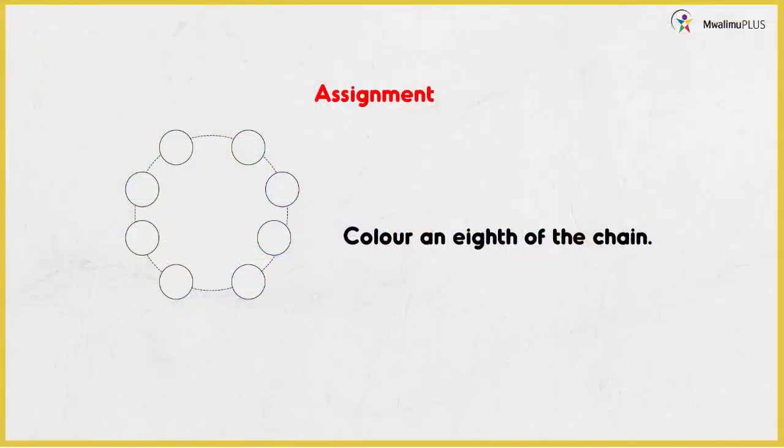So children, before I leave, I want to give you some work to do there at home. I have a chain here. Can you see this chain? Yes, it has some rings. I want you to count these rings and then you are going to color an eighth of this chain. Is that okay? Yes, I know that is easy for us, isn't it? Very good. Remember, an eighth is 1 out of 8. Is that okay? Very good.